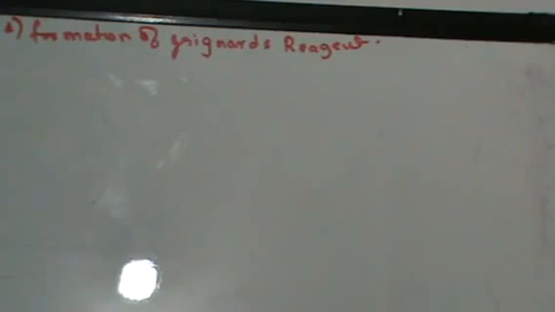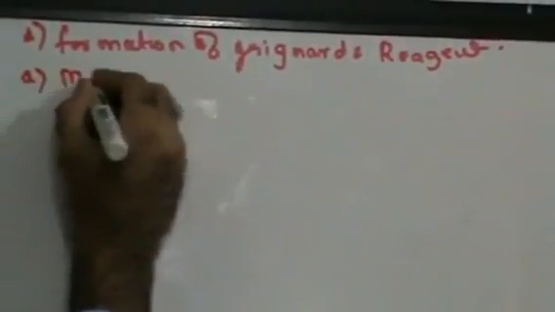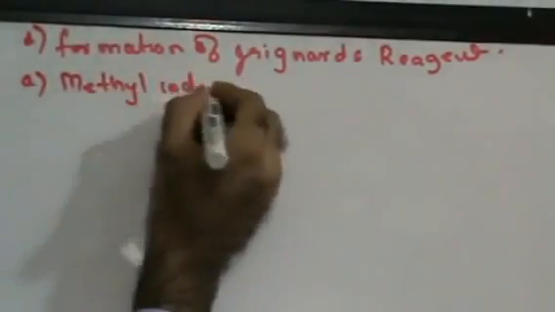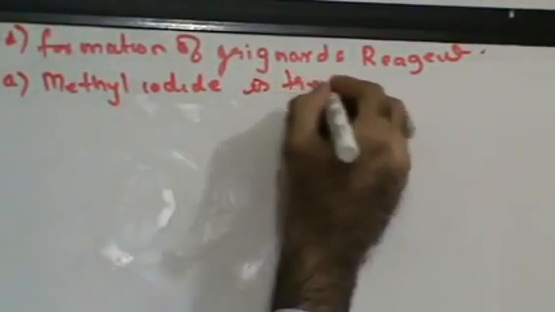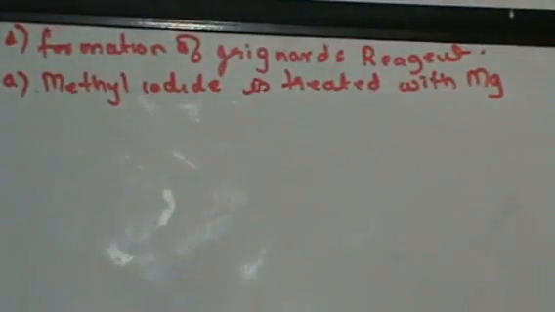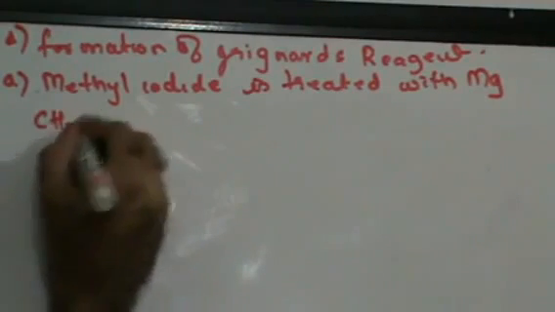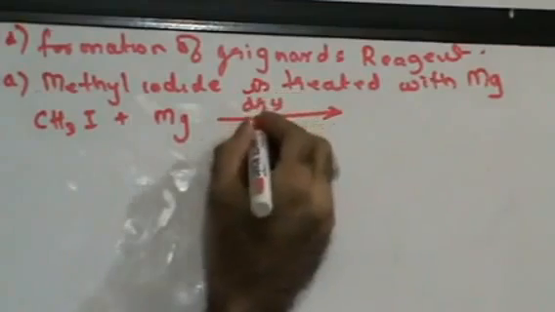How do I prepare a Grignard's reagent? Grignard's reagent is prepared when pure and dry magnesium metal reacts with alkyl halide in the presence of dry ether. For example, what happens when methyl iodide is treated with magnesium? Methyl iodide, CH3I, reacts with magnesium in the presence of dry ether.